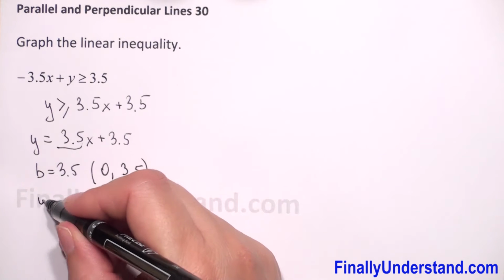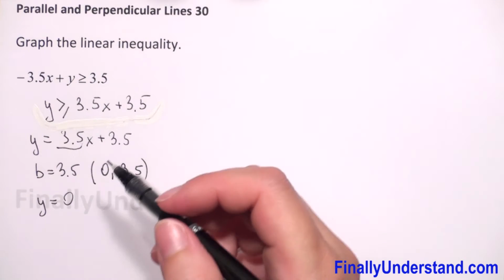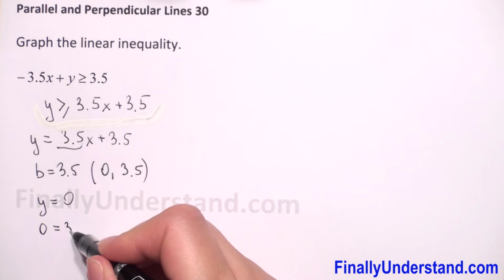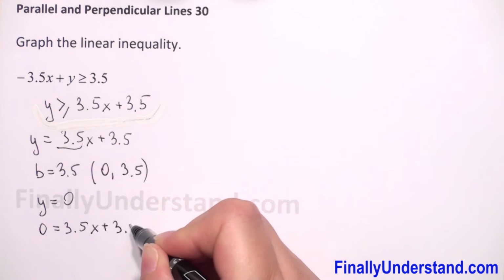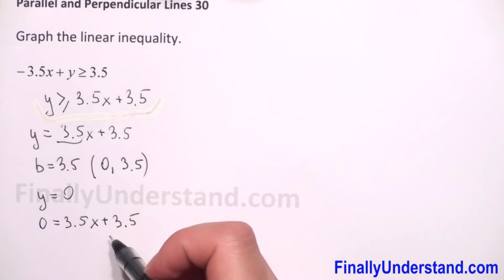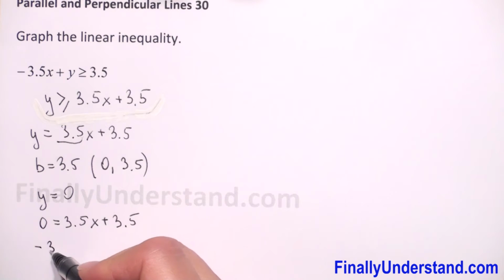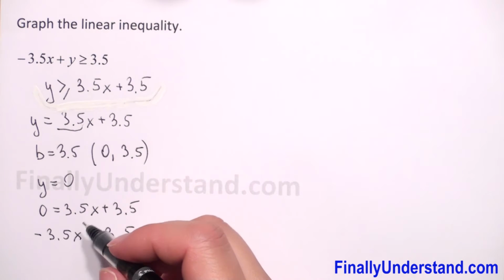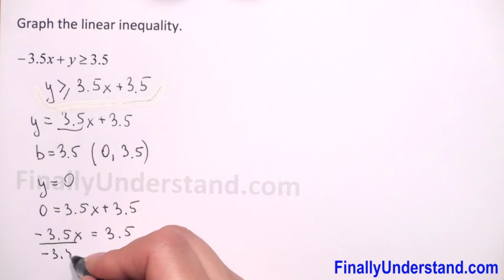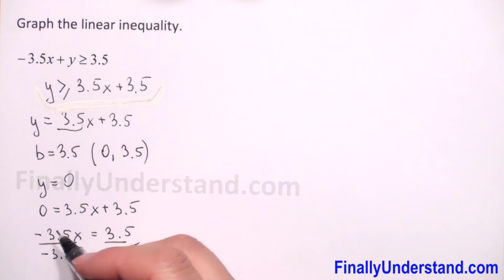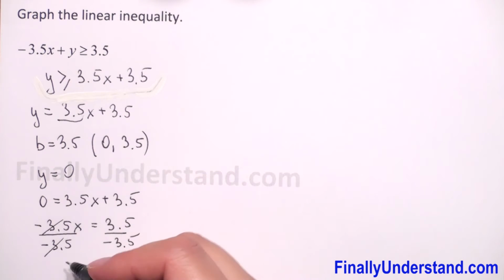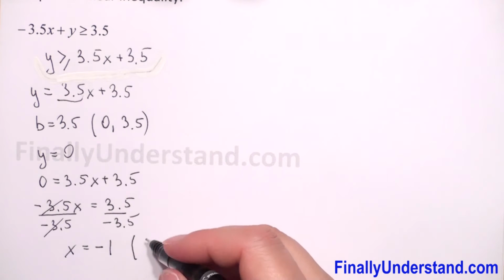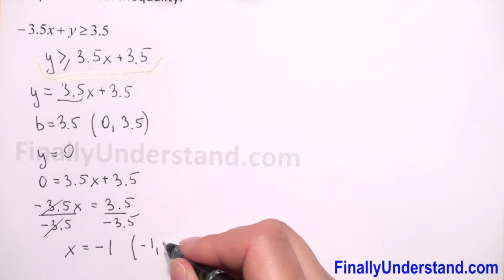x-intercept. So for y we will put 0. So we have to substitute y by 0 into our equation. So we have 0 is equal 3.5x plus 3.5. Now I will move 3.5x to the left side, so we have negative 3.5x is equal 3.5. Now we will divide both sides by negative 3.5. So we can reduce, and we have x is equal negative 1. So we have x-intercept point negative 1, 0.